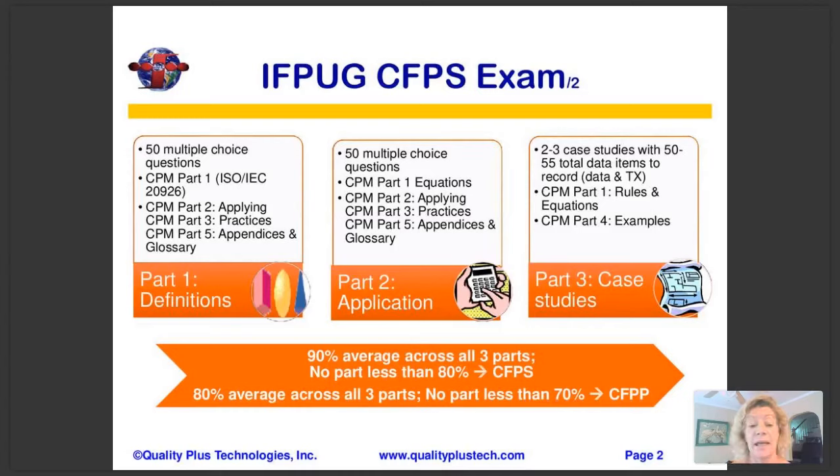You need to get a 90% average across all 3 parts, with no part less than 80% to get a CFPS, a Certified Function Point Specialist. If you get 80% average across, with no part less than 70%, you will be granted what is called a Certified Function Point Practitioner, or CFPP. I want you to get the CFPS, and I really hope that you will be able to do this. So let's go through a review, if that's okay with you.